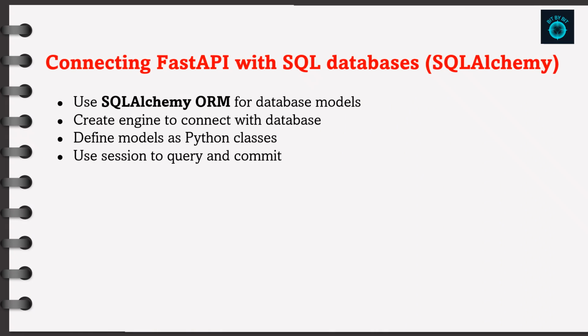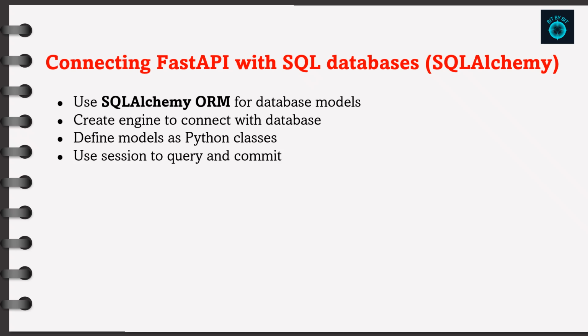Connecting FastAPI with SQL databases, SQLAlchemy. FastAPI works very well with SQL databases by using SQLAlchemy. SQLAlchemy is an object relational mapper, also called ORM. It allows us to define database tables as Python classes.